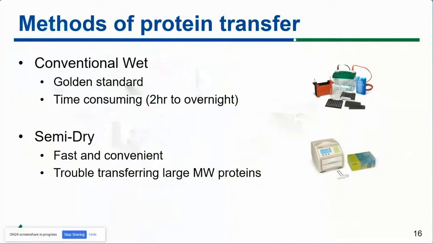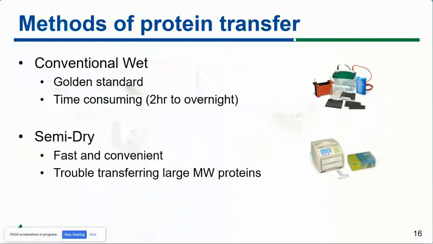And as you know, there are many different types of transfer method. Two of them are most commonly used, which is the wet transfer, or what we call conventional wet transfer. And it's the gold standard in terms of the methodology. The downside of this is the setup is relatively complicated, and you need a lot of buffer, you need some ice and or a cold room to be able to set it up. And it also takes quite a while to run the experiment, usually at least 2 hours and sometimes overnight. But it'll give you good results.